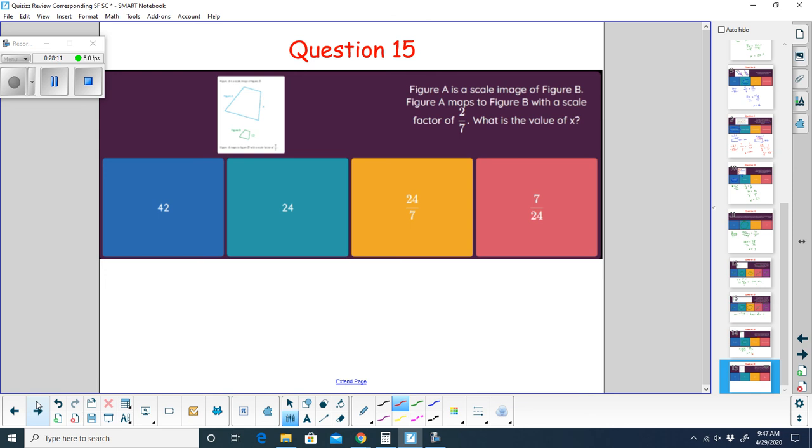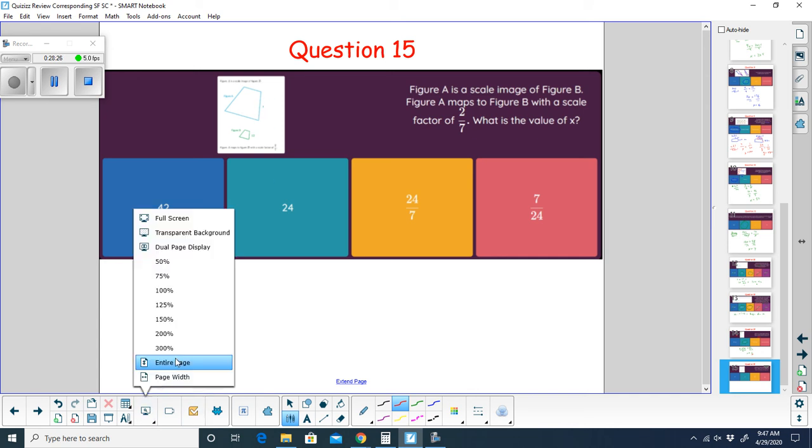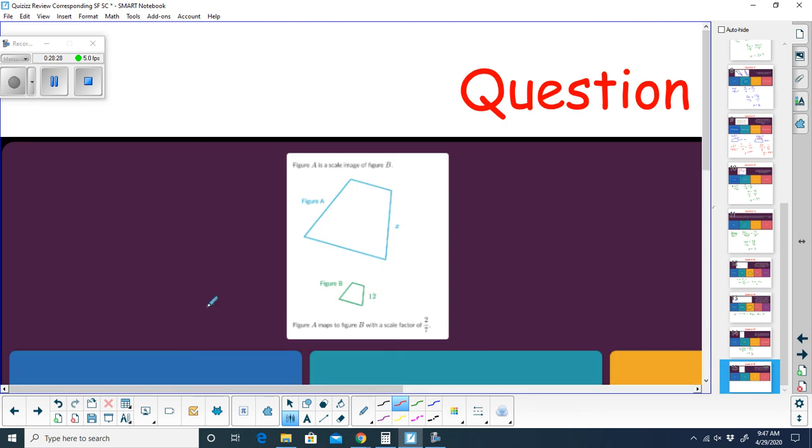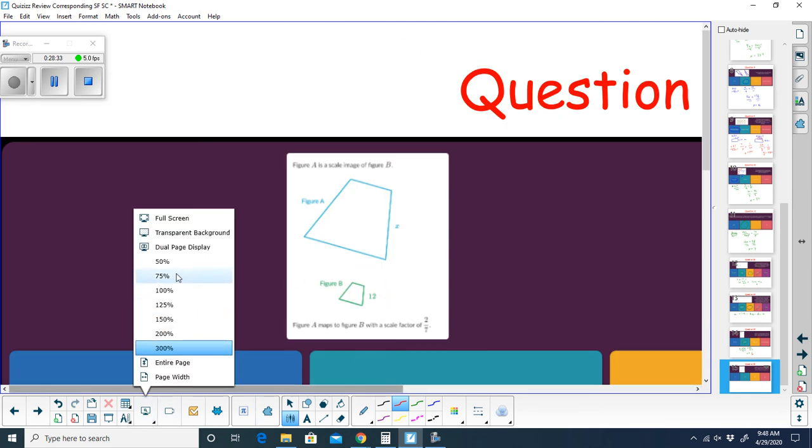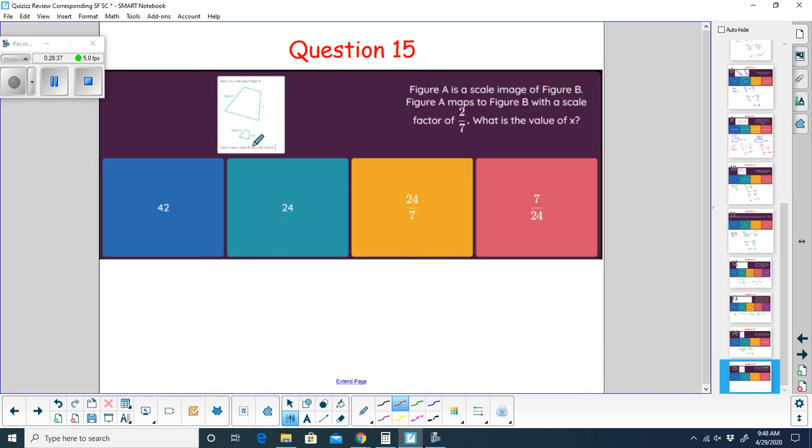Figure A is a scale image of figure B. Figure A maps to figure B with a scale factor of 2 over 7. What is the value of x? All right, let me zoom in because I don't remember off the top of my head what this number is. 12. Okay, so we'll zoom back to the entire page. All right, so this is 12, and this one here is x, right?